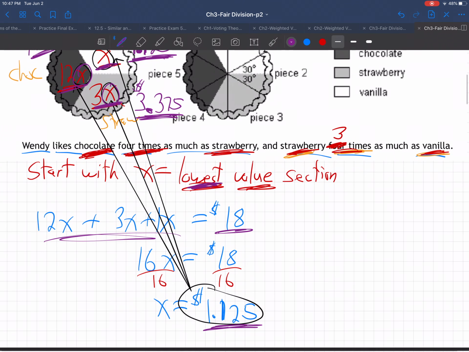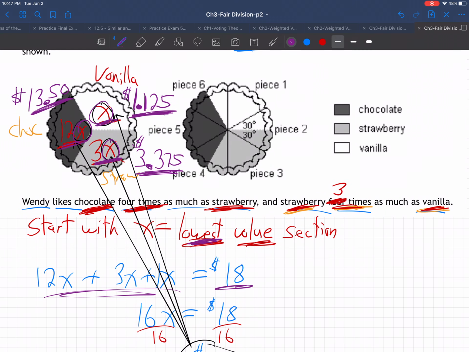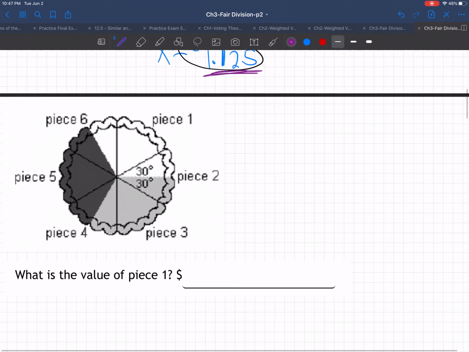Solve for x, $1.125. And then we plugged that in for x here, here, and here, multiplied, and found the values of the 3 chunks. Now we can answer their questions. So let's remember these 3 values as we go about our questions.